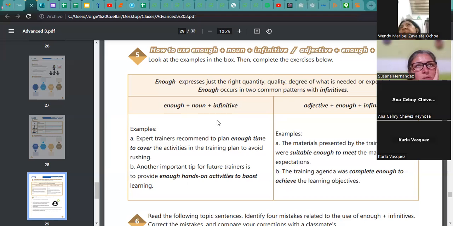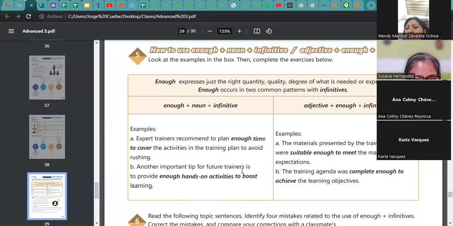So that is one. And there are two examples for each. Expert trainers recommend to plan enough time to cover the activities in the training plan to avoid rushing. So enough, and then the noun, time. Another important tip for future trainers is to provide enough hands-on activities to boost learning. So enough hands-on activities. All this is a noun.